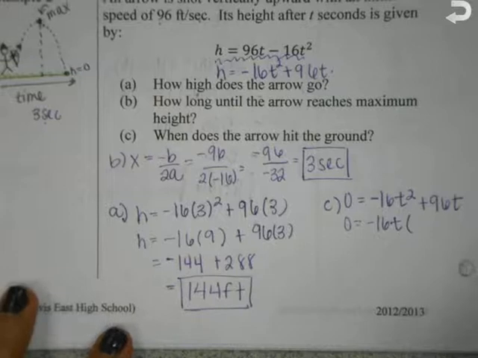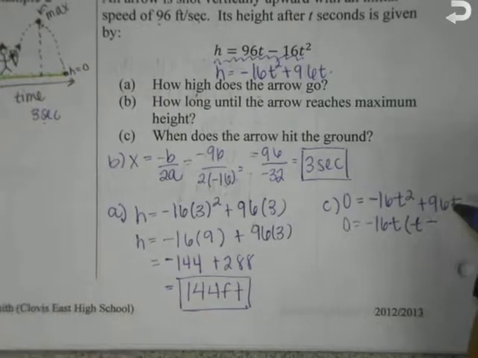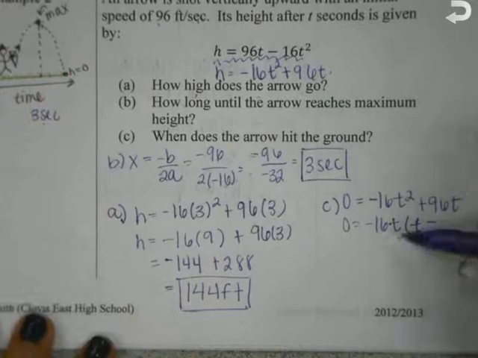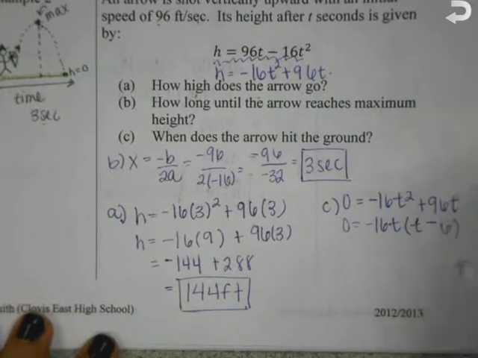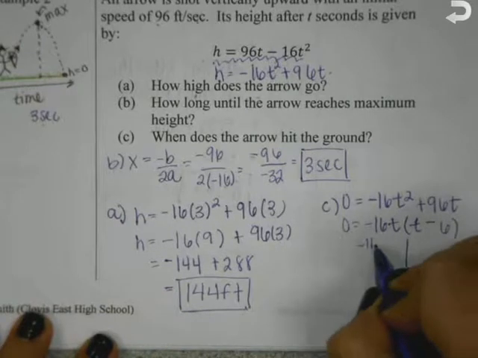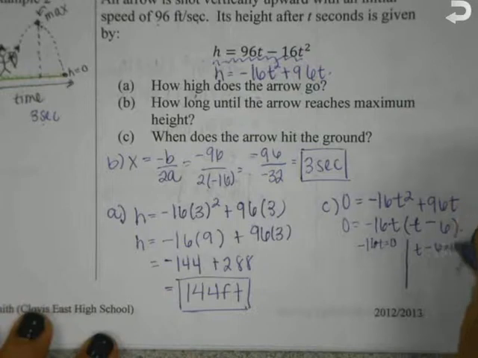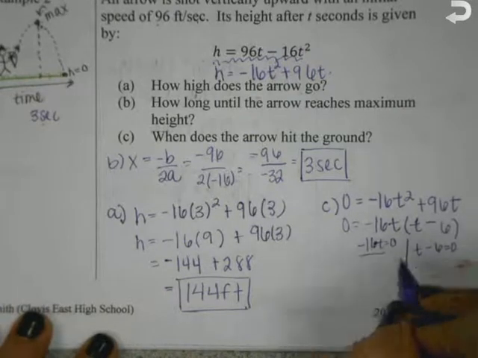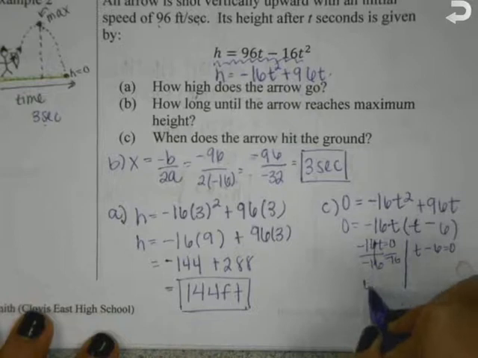When I pull out a negative 16t, that leaves me with t minus 6. And then I can set each one of these equal to 0. So negative 16t equals 0, and t minus 6 equals 0. Divide both sides by negative 16, and I get t equals 0. Add 6 to both sides, and t equals positive 6.